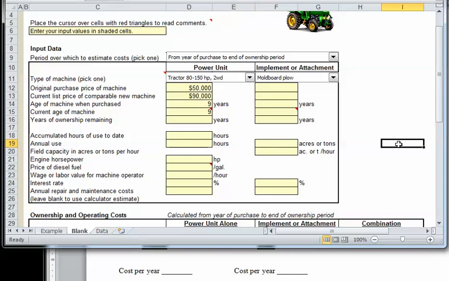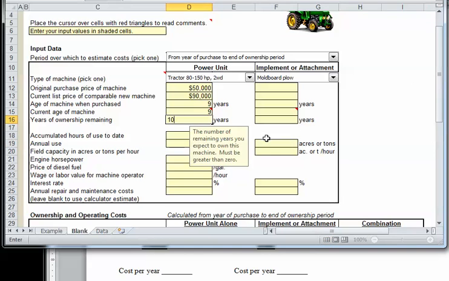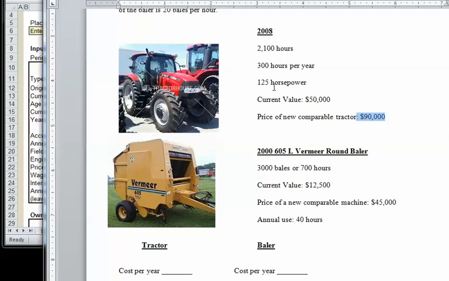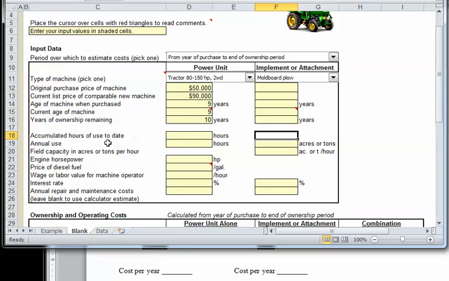Again, we're computing this as if we're going to buy this tractor right now. This will be much easier to compute, and it certainly is a good clean way to estimate the cost anyway, because we're looking as if we're moving forward, going on from here. As I said, 10 years of ownership remaining. This tractor currently has 2,100 hours on it, and we estimate a 300 hour annual use.